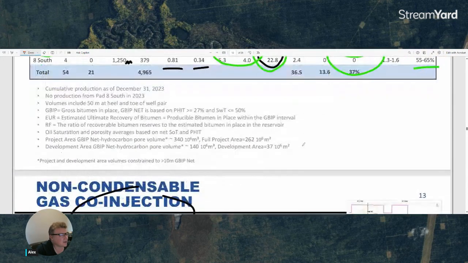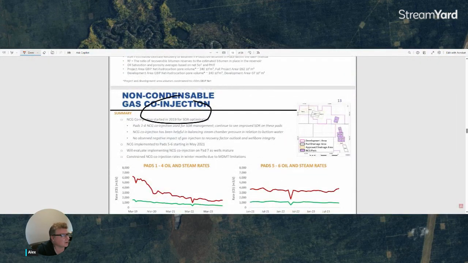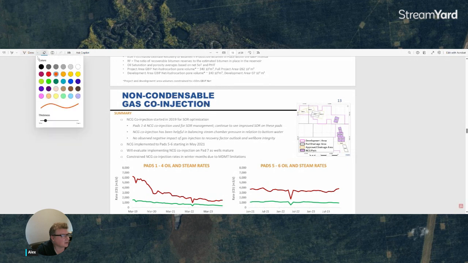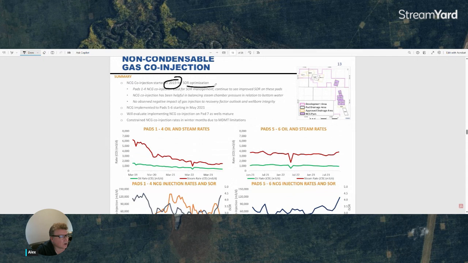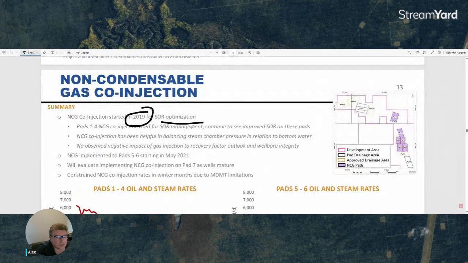All right, so let's look at NCG co-injection now. Okay, let's read this and then we're done, and then you can go. So NCG co-injection started in 2019 for SOR optimization. Pads 1 and 4 NCG co-injection used for SOR management continue to see improved SOR on these pads. So now, for the people that work on the Leismer Athabasca asset, you know what data you're going to extract in AccuMap to analyze NCG co-injection benefits. And the answer is right here. Are you happy about that?